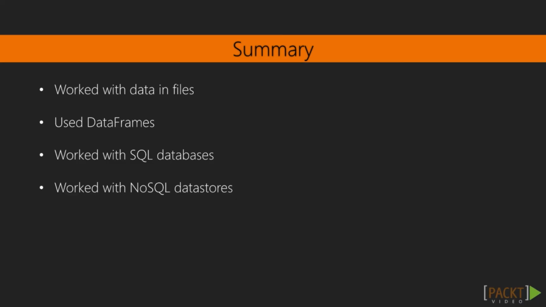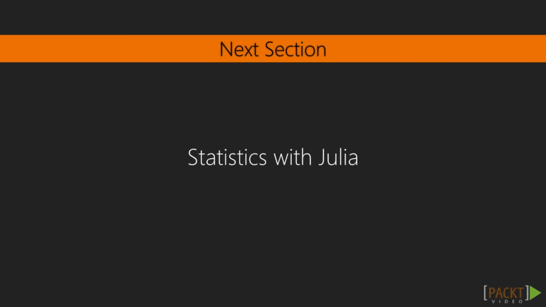In this section, we have examined the possibilities Julia offers to work with data in external files, relational databases, and NoSQL data stores. In Julia, these are stored in DataFrames, which is a very flexible data structure to explore data. In the next section, we'll dive deeper into the algorithms and plotting techniques Julia has to offer for statistical work.